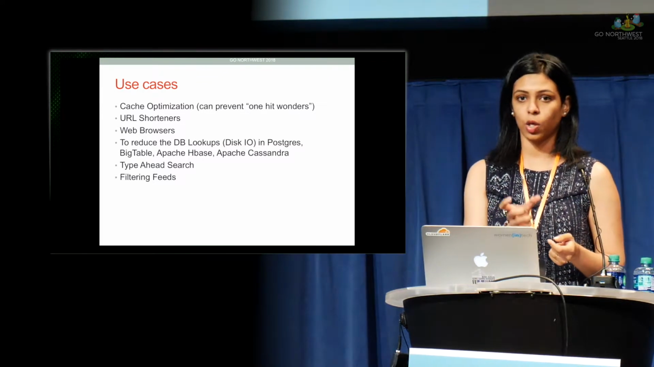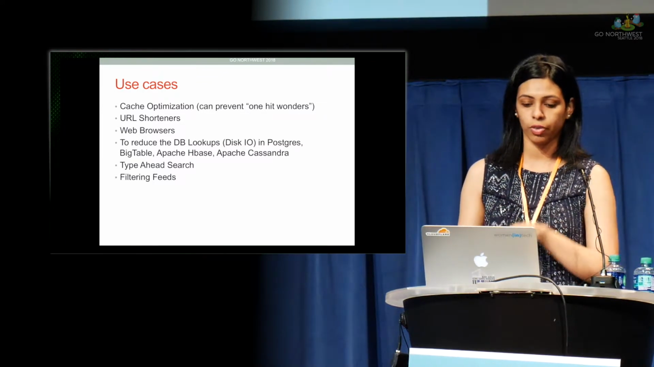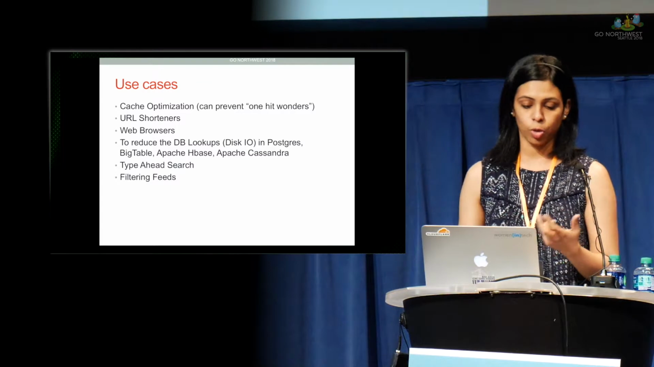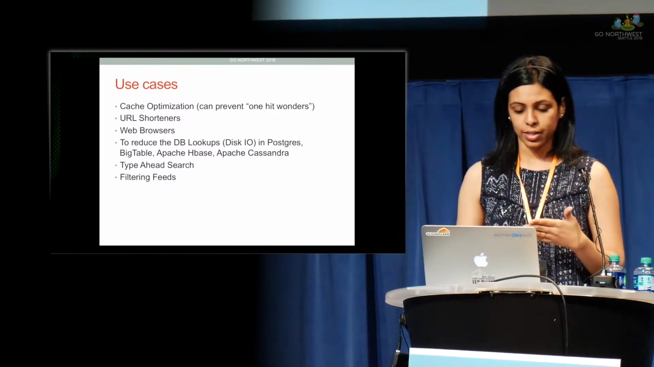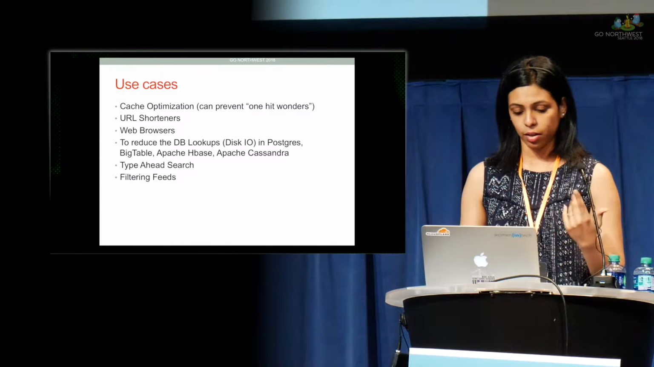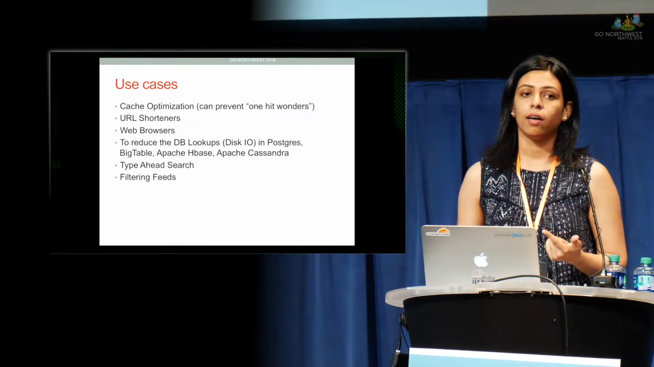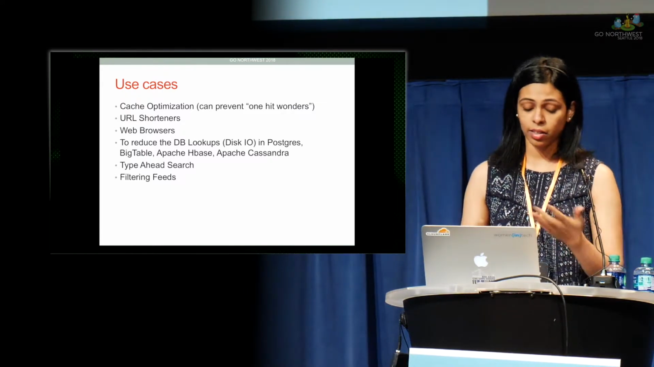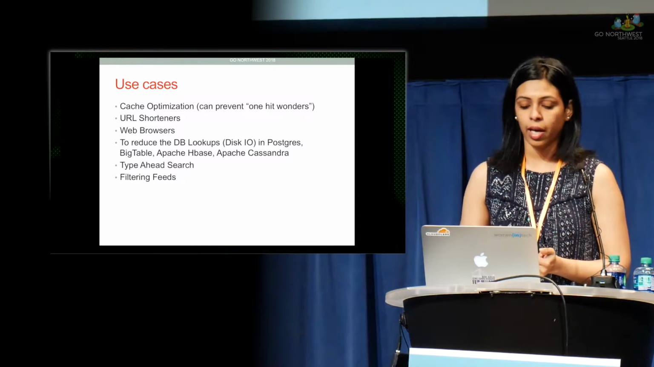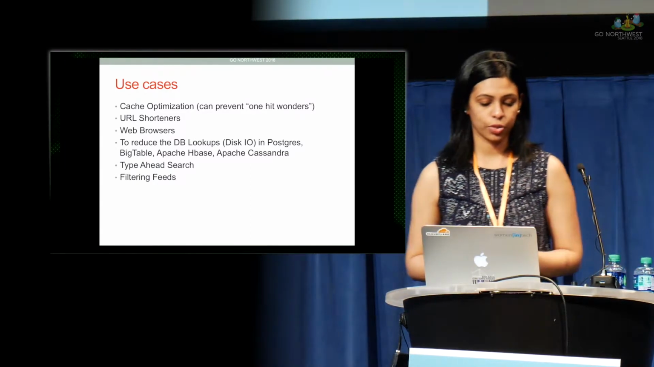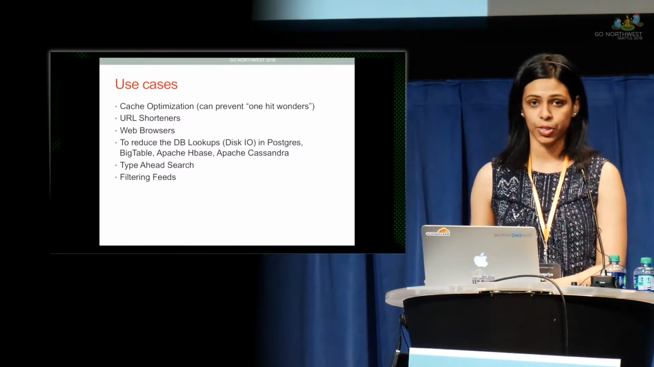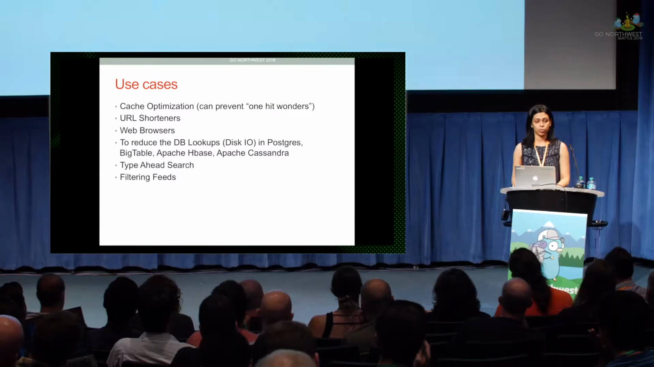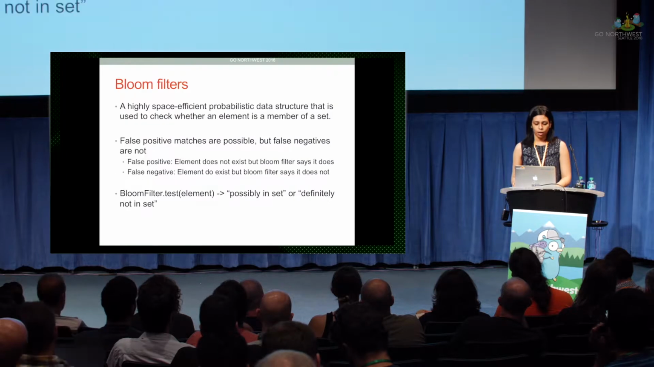And URL shorteners: typically we compute some hash and then trim that hash to create a short URL. If that hash value is already generated, then instead of going to the database, hitting a constraint error and regenerating a new hash, you can use a Bloom filter to check on the client side and avoid unnecessary I/O cost. And web browsers use them to check blacklisted IPs or URLs on the client side before even going to the server. And in general, to reduce DB lookups, Postgres, Bigtable, HBase and Cassandra all use Bloom filters for this. And type ahead search and filtering fields are some of the real world use cases where they use these sorts of data structures.